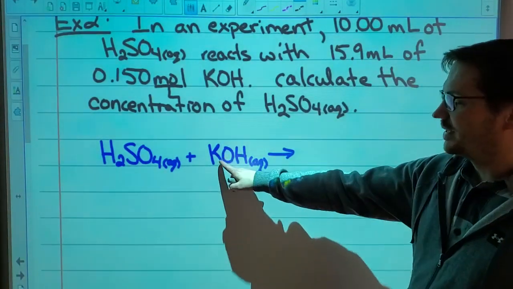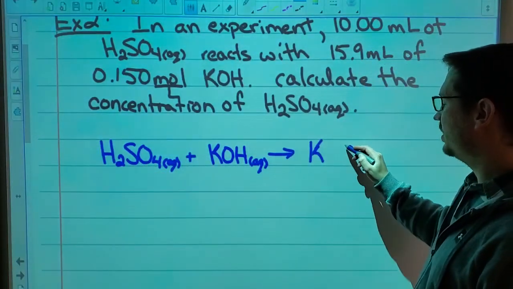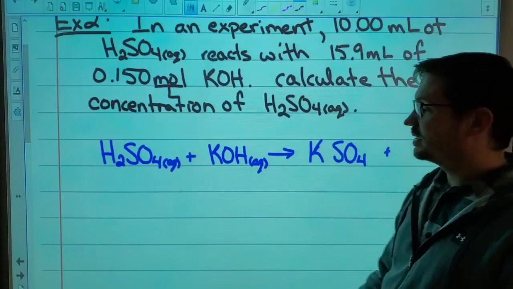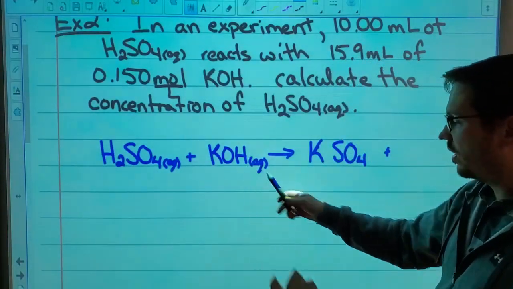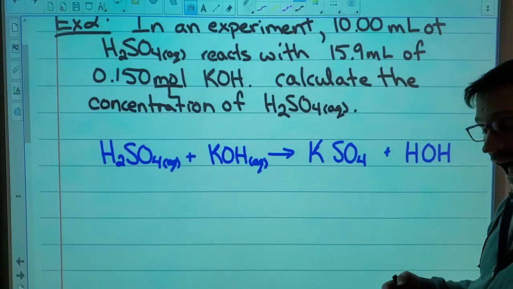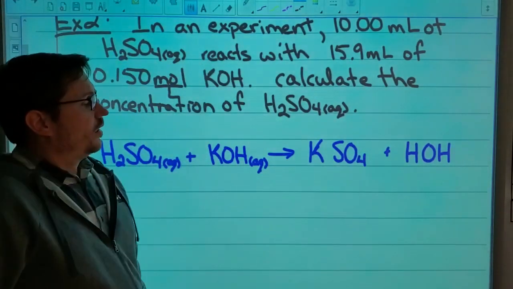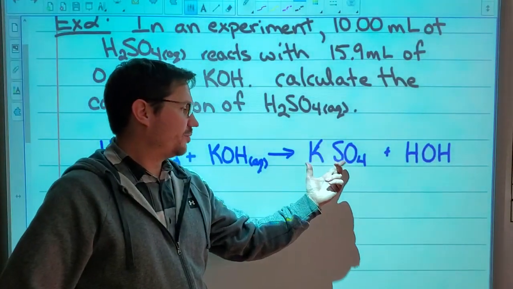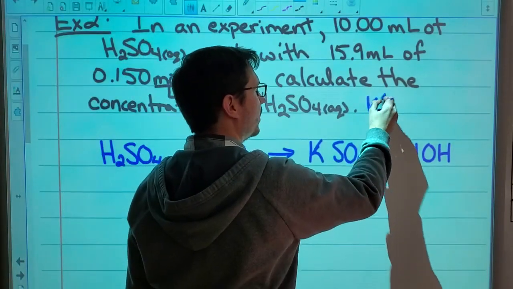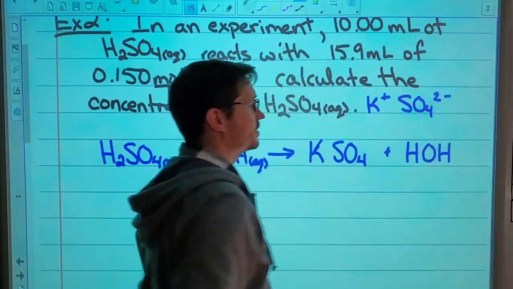So we're going to get potassium with the sulfate. And then we're going to get the hydrogen with the hydroxide. So HOH. And this should look kind of familiar to you. We're not totally done yet. Now we got to figure out what the actual formula of potassium sulfate is. Potassium, if you look on your periodic table, is K+, and then sulfate is SO4 2-.